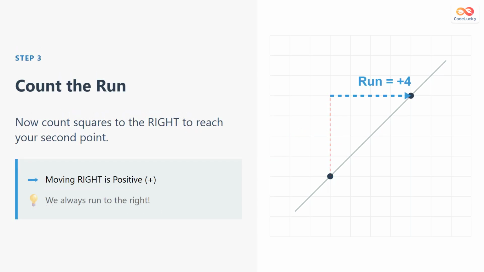Next, from that same spot, count the horizontal steps to reach your second point. This is your run. We always count towards the right. Moving to the right is always positive. In this example, we move 4 squares to the right, so our run is positive 4.